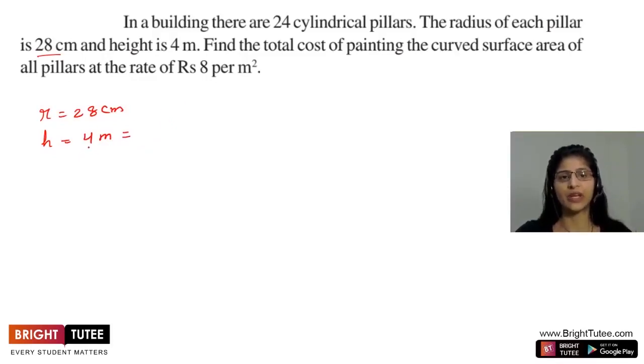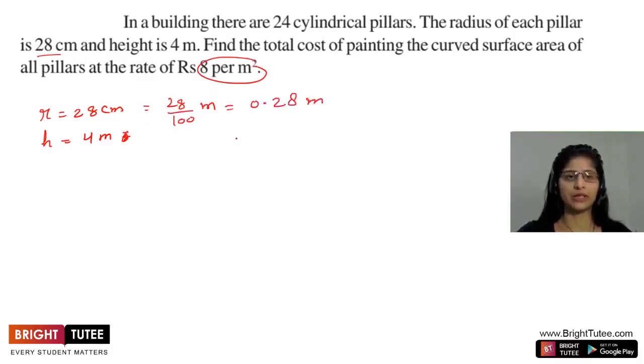The cost is given as per square meter. So we will convert 28 also into meters. How will we do that? We will divide 28 by 100 and it will be converted into meters: 0.28 meter. This is the radius and this is the height.